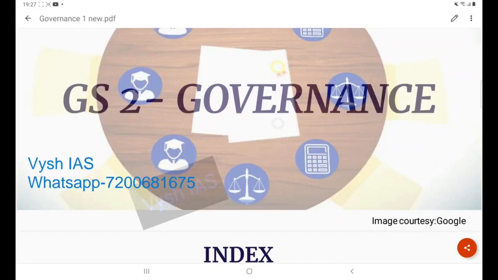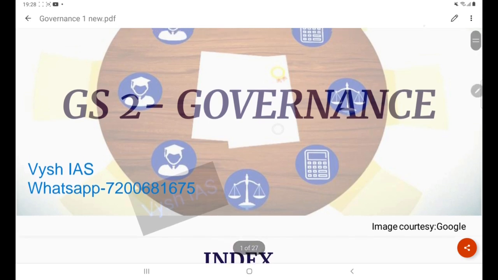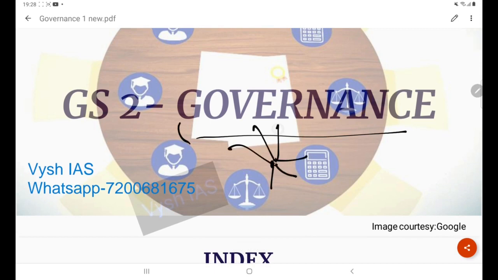Everyone, today we are going to begin a new series, GS2 Governance. So talking about this paper, this is a very vast paper. That means even though you're having some simple topics here, that is like an umbrella term. See, for instance, the topic heading itself, governance, it encompasses a very wide variety of topics and dimensions. So what you can do is apply some smart work here.